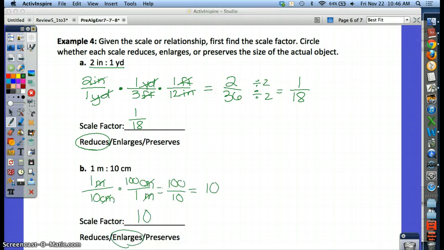So check your last two here. On B, we had 1 meter over 10 centimeters. To cancel these out, we multiply by centimeters and divide by meters. How are those two related? Well, 100 centimeters equals 1 meter. That cancels all my units out, and now you multiply straight across. 100 divided by 10 is 10. We can't reduce that anymore, so your scale factor is 10. If your scale factor is greater than 1, it is an enlargement, or it enlarges.